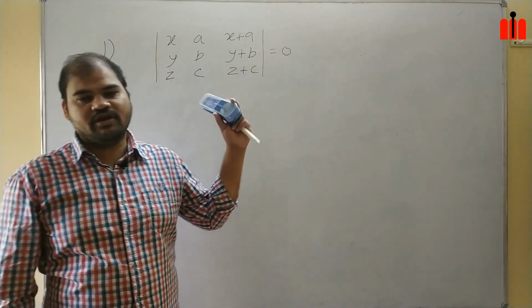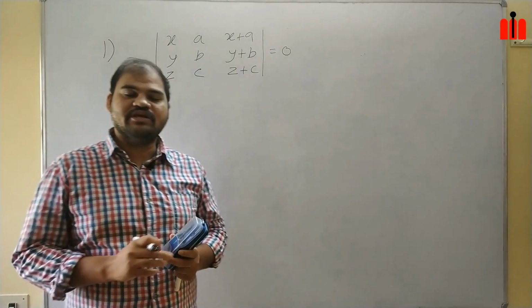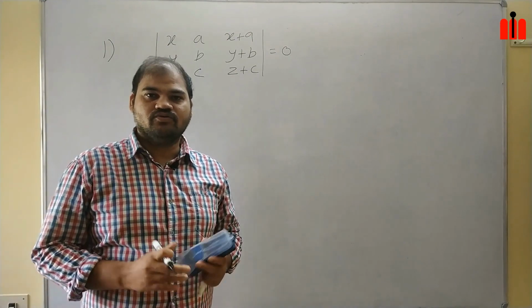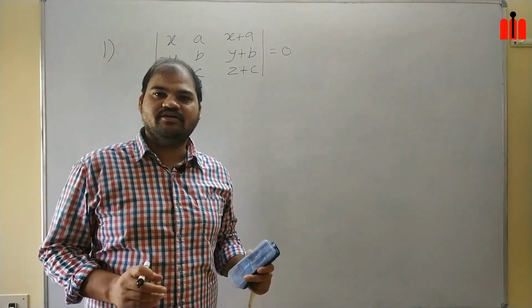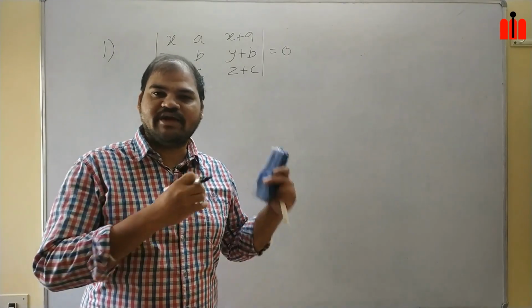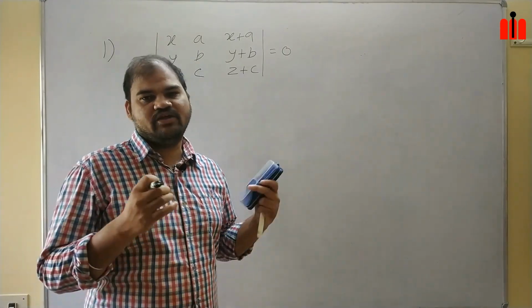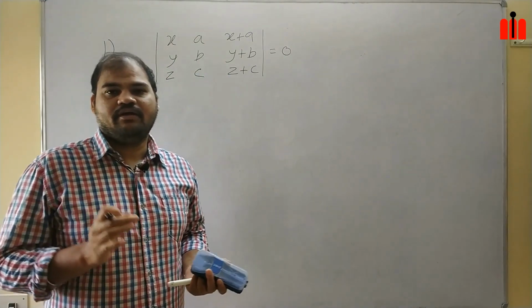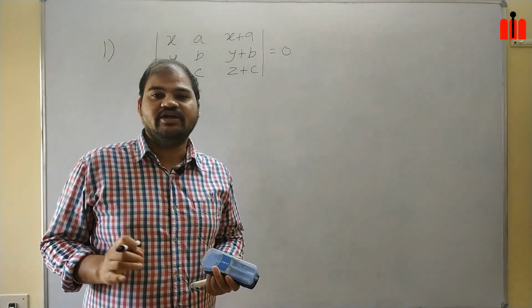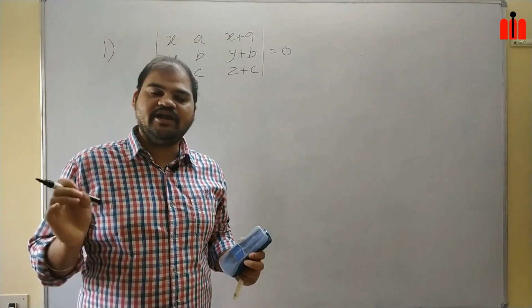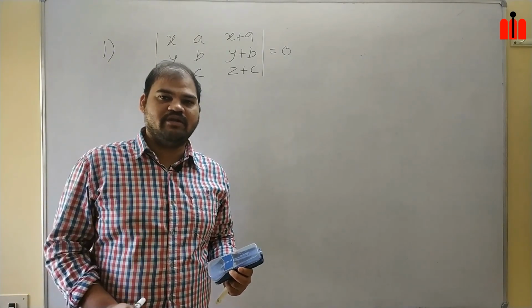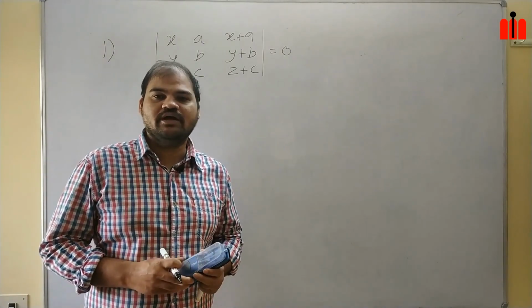Now let's start with our first problem. The first problem says without expanding. What is expansion? Expansion is the direct way of finding determinants: expand by any row or any column. But in this NCERT exercise, without expanding, we have to use the properties of determinants and solve the problem by using them.